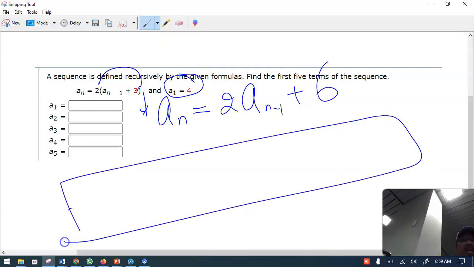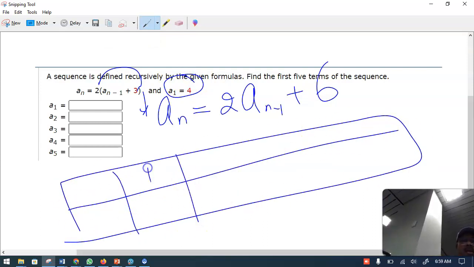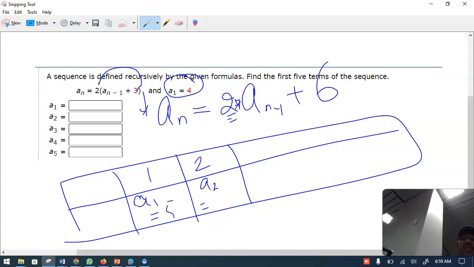So if I draw the table here, a1 is 5. And then the second position number, A2, all you do is double the previous. So this means you double the previous.